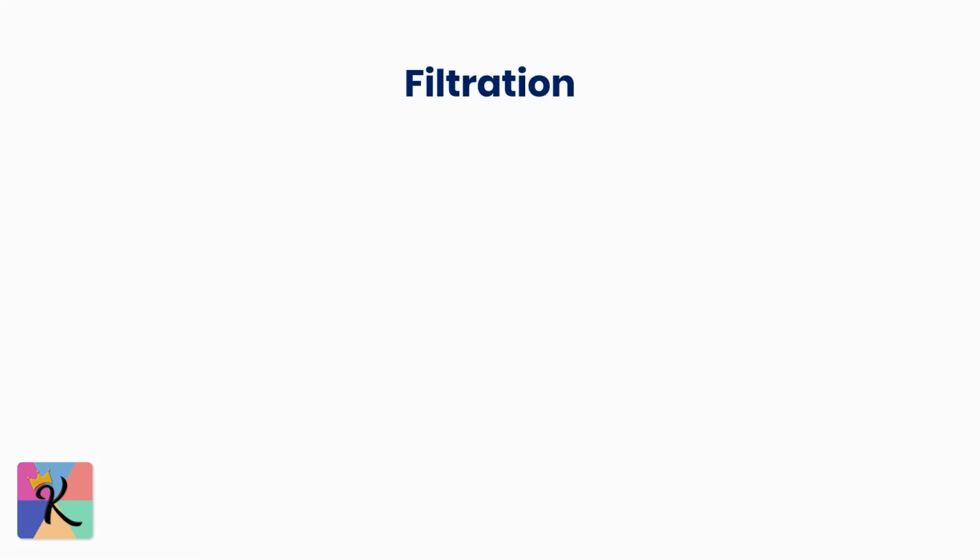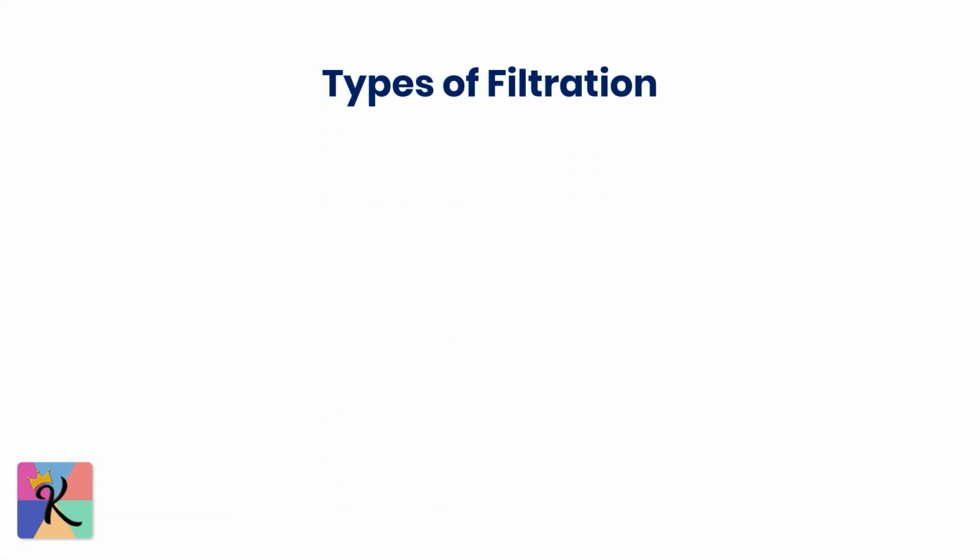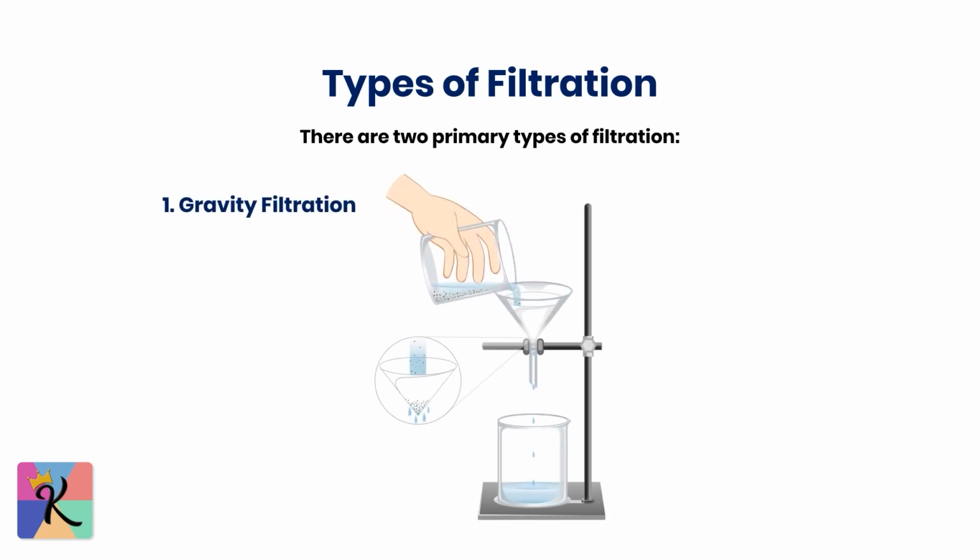Next up is filtration, a technique used to separate a solid from a liquid. This process is similar to using a coffee filter to separate coffee grounds from the liquid. You pour the mixture onto a filter paper, allowing the liquid to pass through while retaining the solid on the paper. There are two primary types of filtration: gravity filtration.